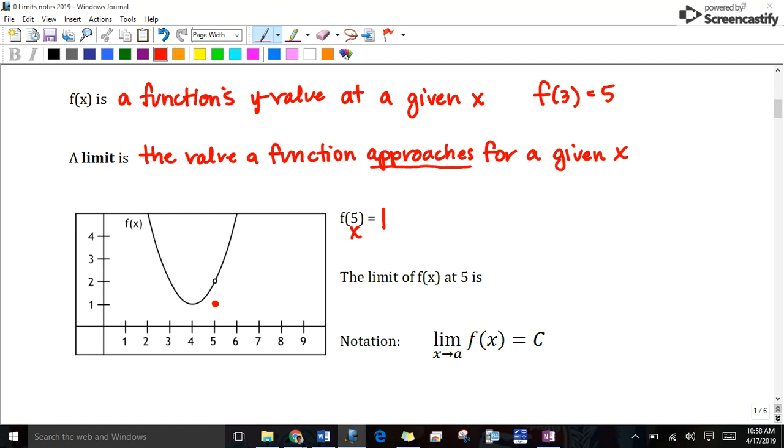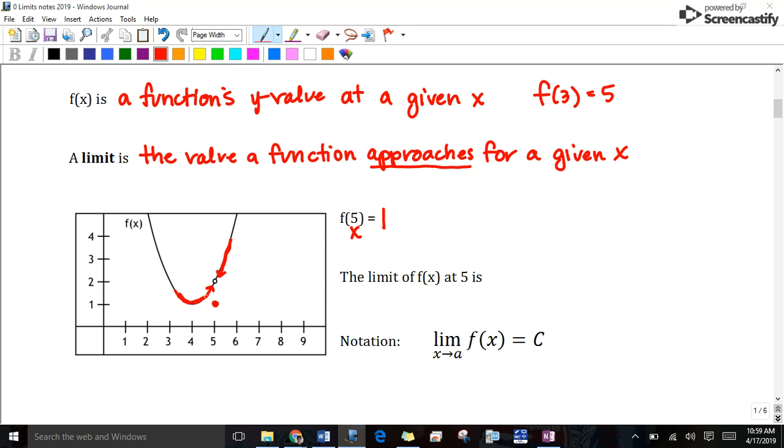When I switch the terminology, though, and I say the limit of f of x at 5, I really don't care what's happening at 5. I want to know what's going on as my function approaches 5. And I'm going to consider it two ways. I would like to look at the left side of my function around 5, and I would like to look at the right side of my function around 5, and what those two sides are approaching.